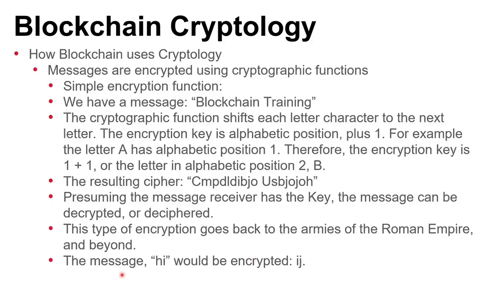Again, if I wanted to encrypt the message "hi," I would take H and I, and shift them 1 letter. If I shifted H 1 position, it would be I, and if I shifted I 1 position, it would be J. Again, we see here what it would look like.